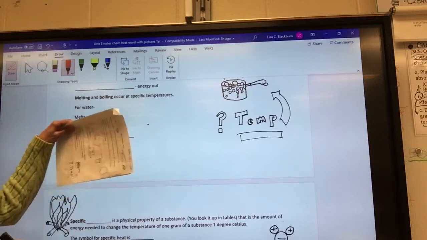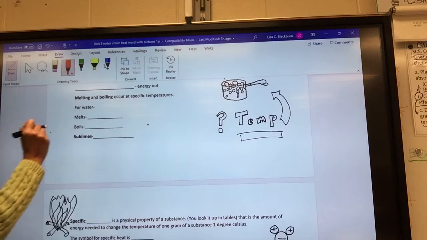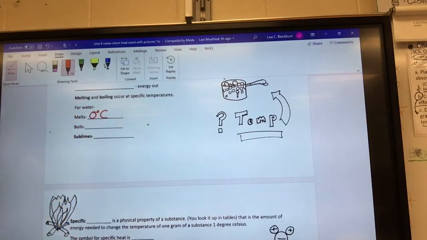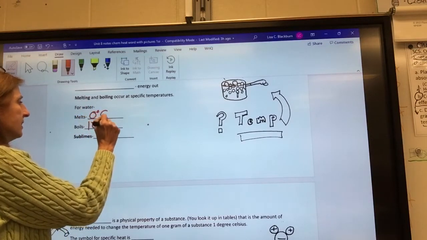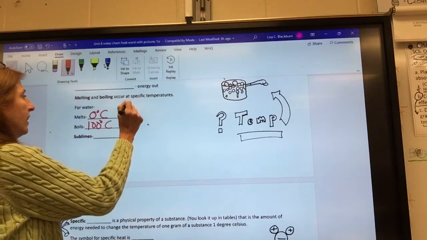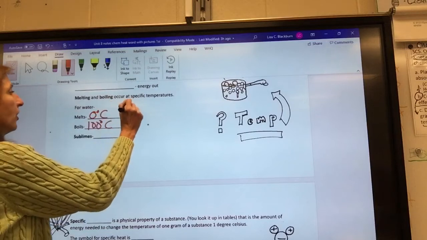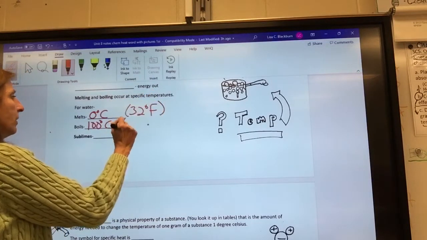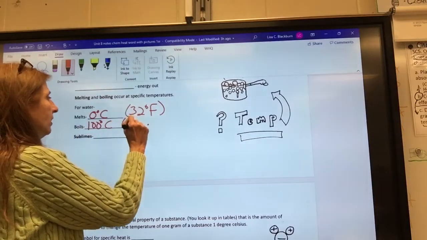Okay, so what temperature does water melt at? Does ice melt at 100 degrees? No, melt. 0 degrees Celsius. And what does it boil at? 100 degrees Celsius. Now, in Fahrenheit, what temperature does ice melt at? 32 degrees Fahrenheit. And what does it boil at in Fahrenheit? 212. Very good.